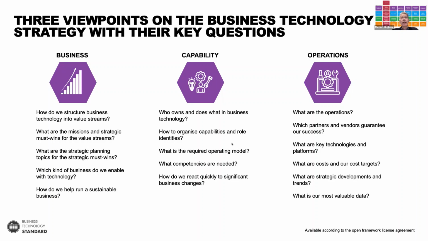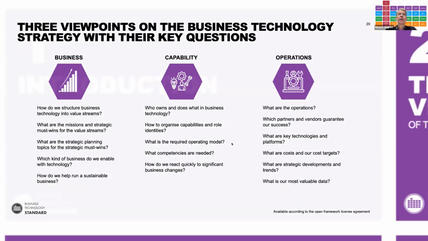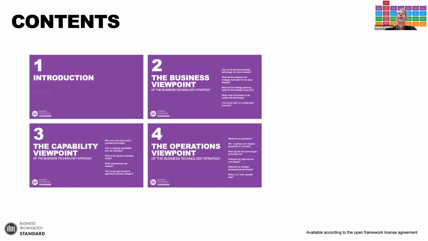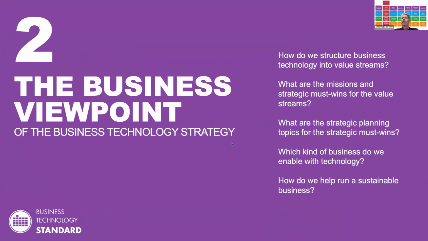But let's do so that I take those three viewpoints step by step and present you with a few highlights from there. So anyway, let's start with the business viewpoint. There would be the type of questions like how do we structure the business technology organization into value streams, as value streams are a very good vehicle to kind of connect the business strategy with the business technology strategy.